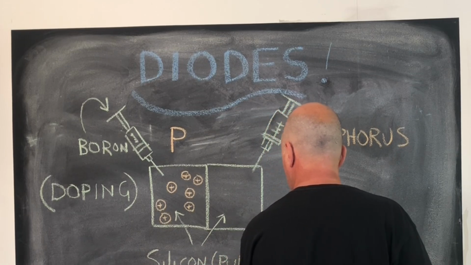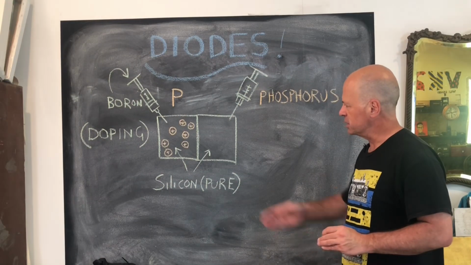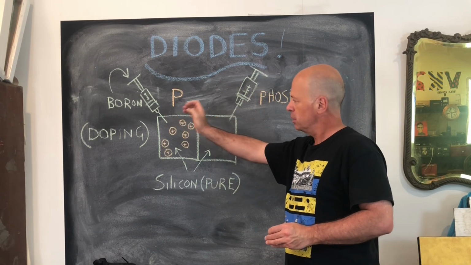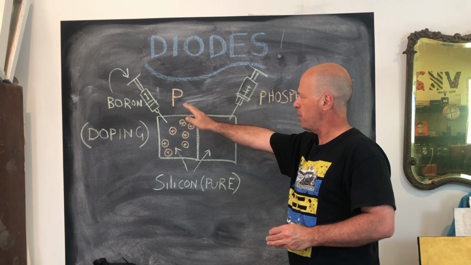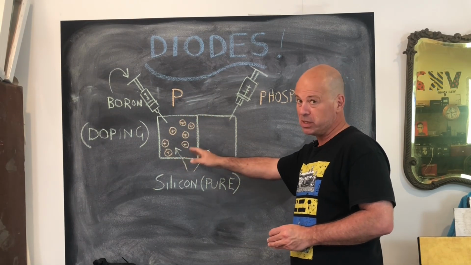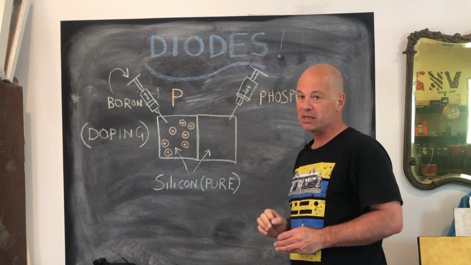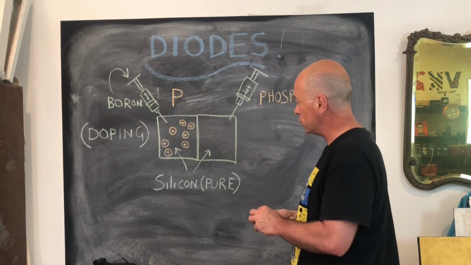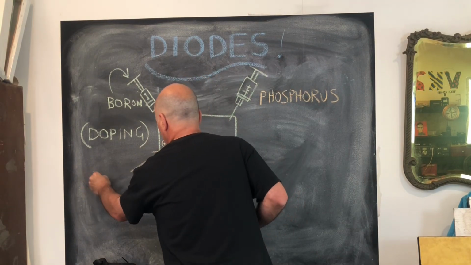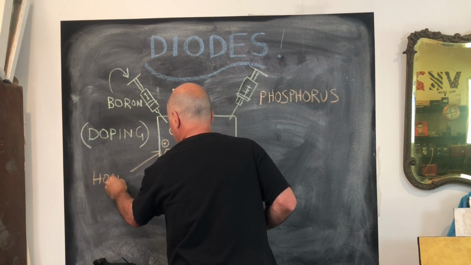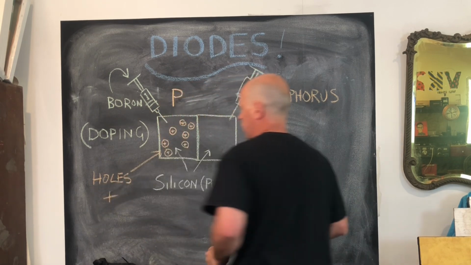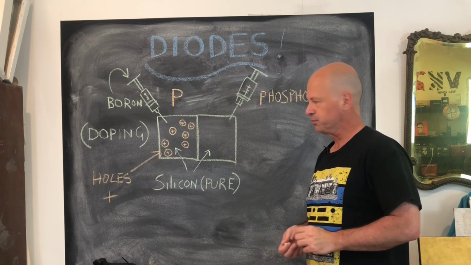So in the first instance, we started with pure silicon and we doped it with some boron. So we now have a p-type piece of silicon, which means that it has little spaces within its structure that will accommodate an electron. And those little spaces, like I said previously, are called holes. And they're holes that want an electron.